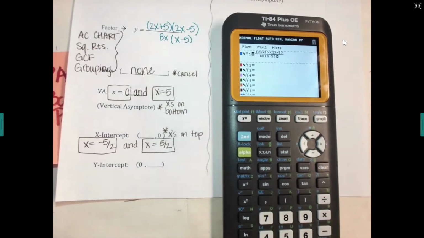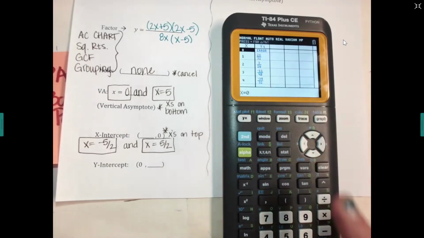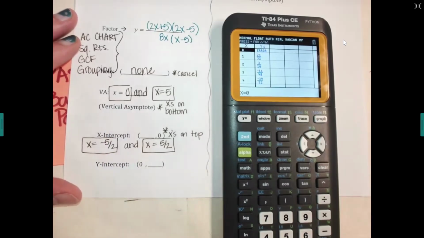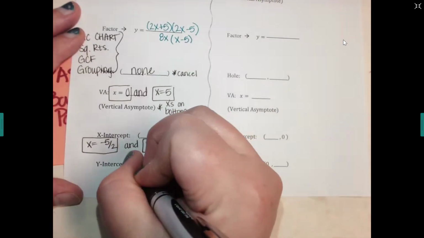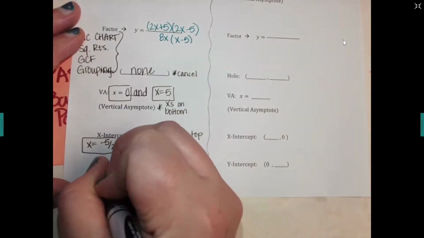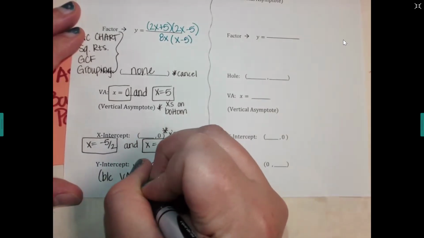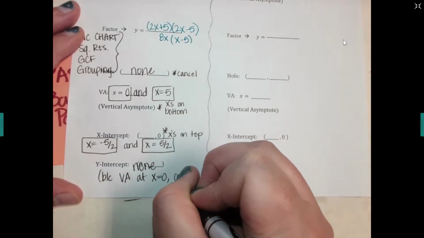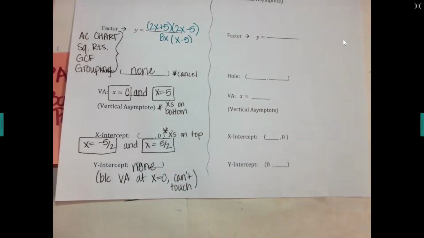Okay, once you have that typed in, usually you're looking for the partner for the whole and the 0. But in this case, since I didn't have a whole, I'm really only looking for the 0 partner. And the 0 partner is an error because why? Vertical asymptote means that what? I can't touch 0, then I'm not going to have a 0 partner. So let's put none here. And then I'll put because VA at x equals 0 can't touch. It's not a very good sentence, but hopefully you get the idea.